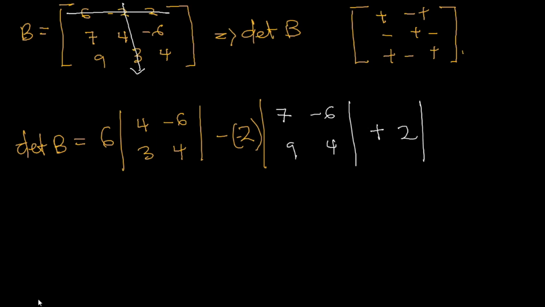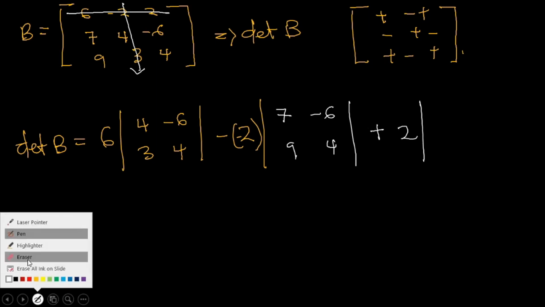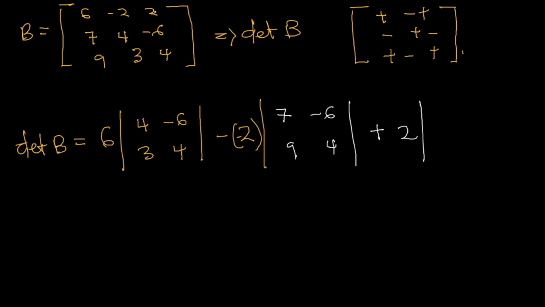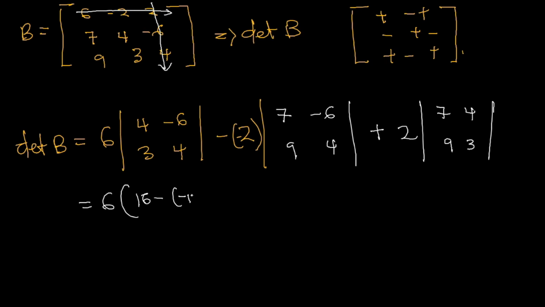Then I cancel the following rows and columns. So because I'm now picking the third element, I cancel this row and this column. So I'm left with what? 7, 4, 9, 3. Okay, so what it means is that my det B is now 6 into bracket 4 multiplied by 4 is 16, then minus 3 multiplied by negative 6 will give me what? Negative 18. So I have minus 18 over here. Then I close this bracket.